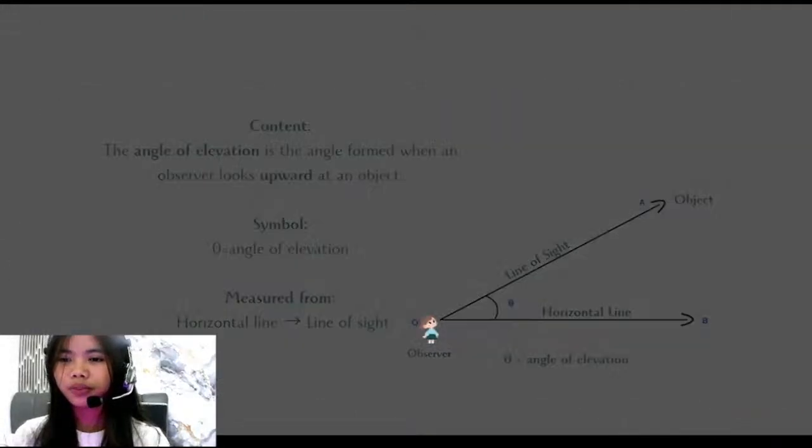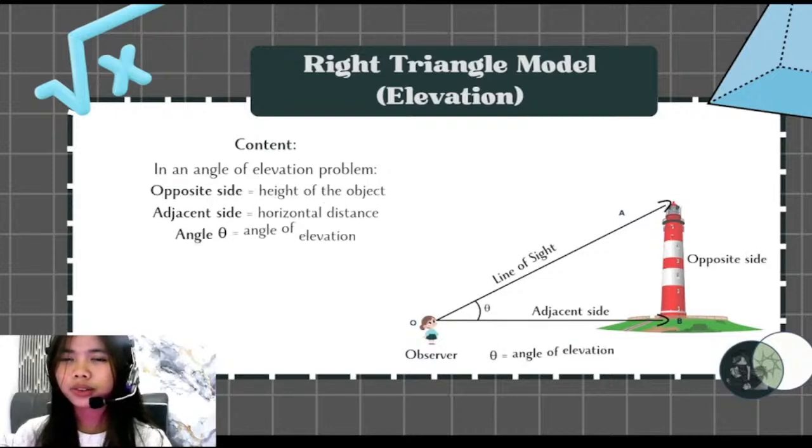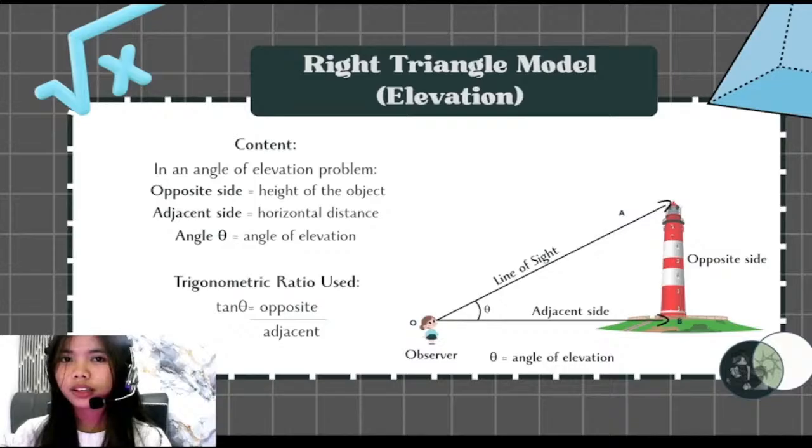Trigonometry helps us find sides and angles in right triangles using simpler ratios: sine, cosine, and tangent. Instead of measuring directly, we can calculate accurately. In an angle of elevation problem, the opposite side is the height of the object, and the adjacent side is the horizontal distance.